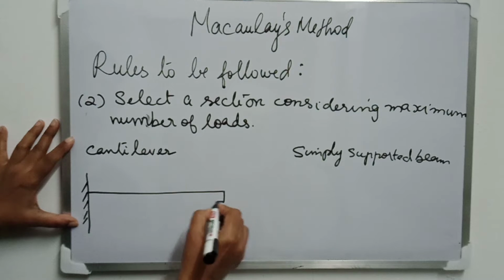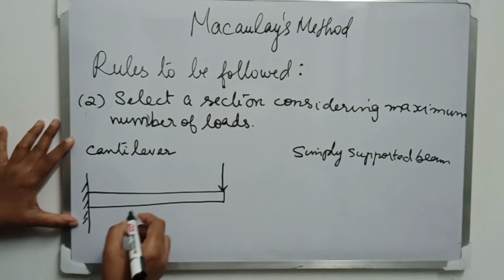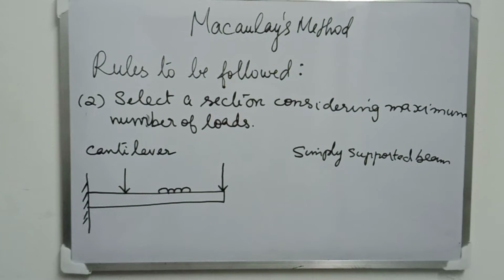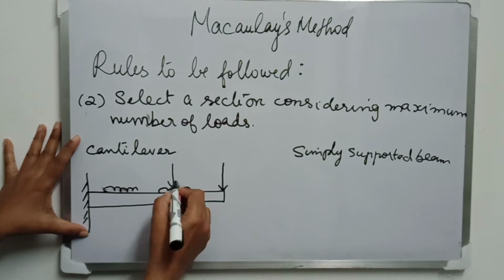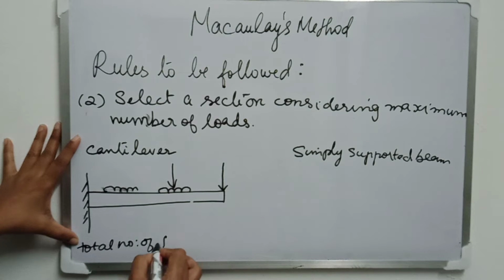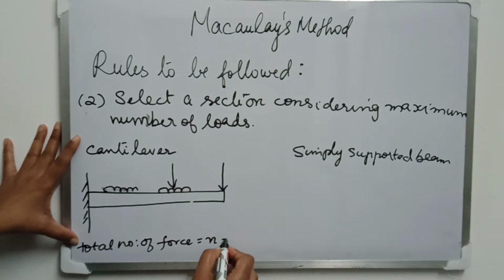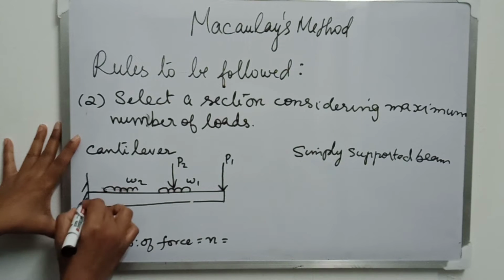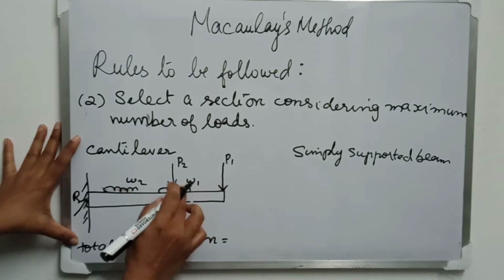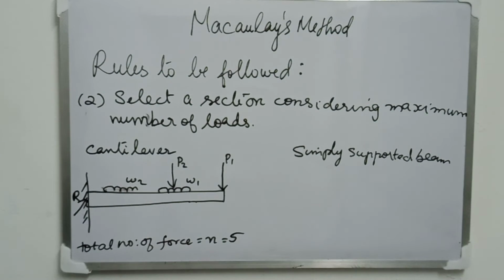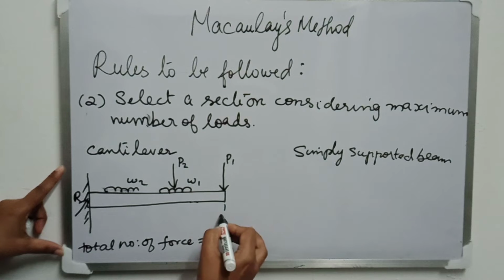I am drawing the cantilever beam now with a point load at its free end, another UDL, then again another UDL, and another point load also. Now here the total number of forces are N. It is denoted by the N. We have P1, P2, W1, W2 and the reaction at support. So there are totally 5 forces. So now let's see how to select a proper section.